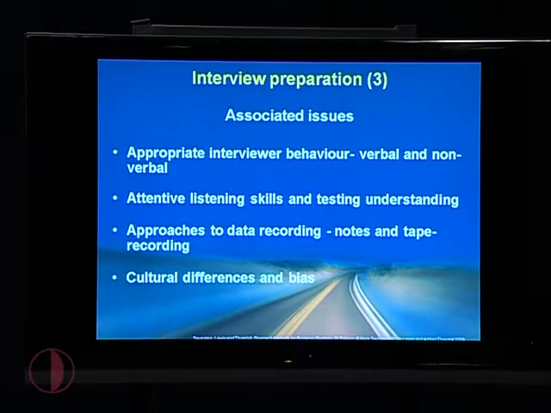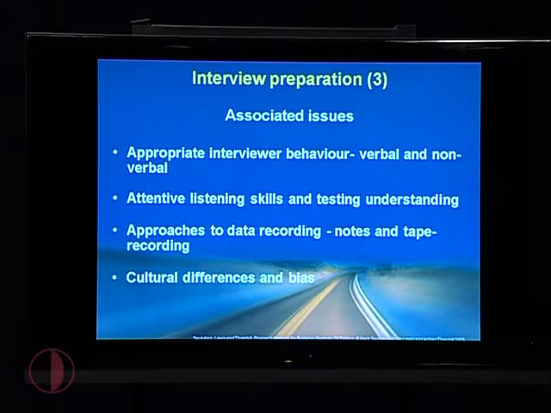Sometimes your recording machine will be out of working. Moreover, the interviewer behavior, verbal and non-verbal discussion, speech, body language, attentive listening skill, be able to understand directly what your participants respond to you, and to test your understanding. Do you really understand the answers given by the participants or not?